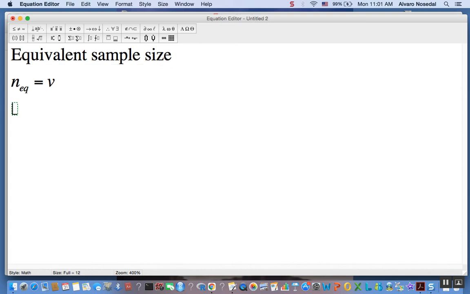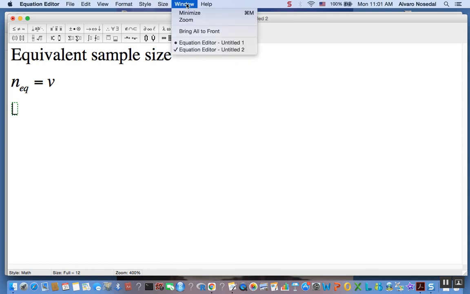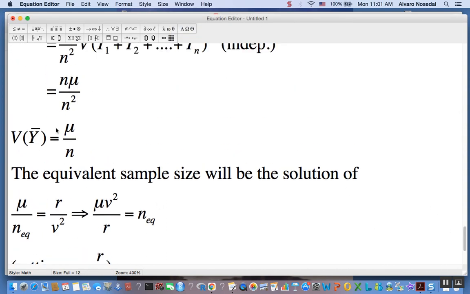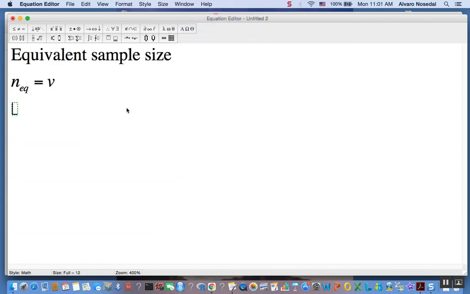Now, to wrap this up, let me give you a justification as to why we equate the variance of y bar to the variance of our prior distribution. Okay, so note the following. We know that the main ingredients in Bayesian statistics are the likelihood and the prior distribution, right?